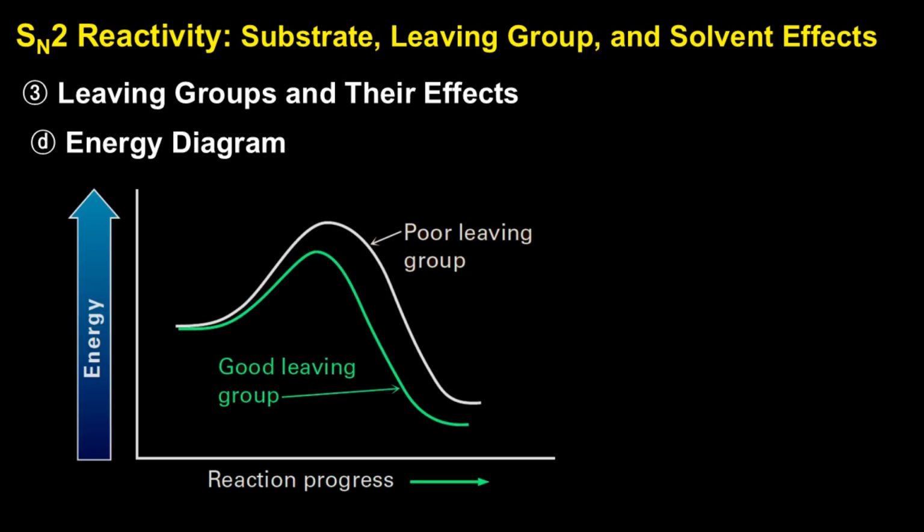Let's see what this looks like on an energy diagram. With a good leaving group, the activation energy is low. The nucleophile comes in, kicks it out, and the reaction flows. But with a poor leaving group, the energy barrier rises. The reaction slows down, or might not even happen. Why? Because the leaving group doesn't want to leave, and that makes the transition state unstable. So here's the bottom line. A good leaving group lowers the energy barrier and gives your SN2 reaction a real chance to succeed.